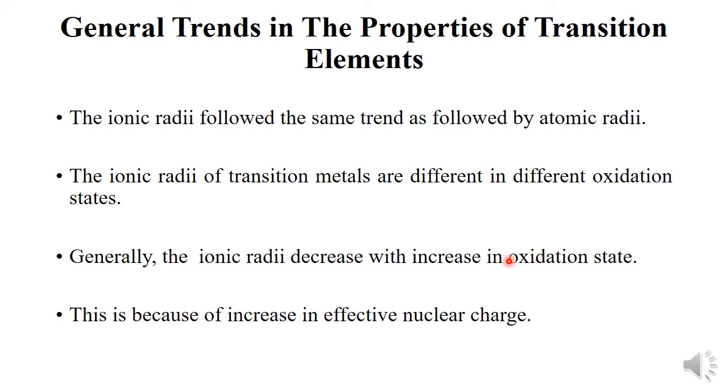So what will happen? If the nuclear charge is remaining the same and the number of electrons is decreasing, then the attractive force between the nucleus and the electrons will be more. So there is an increase in the effective nuclear charge. So that's why the ionic radii decrease with increase in the oxidation state.